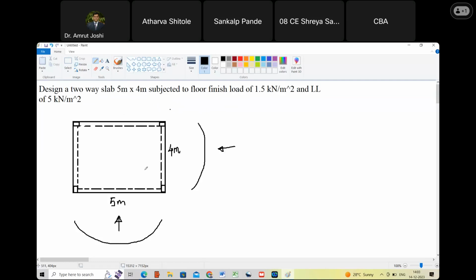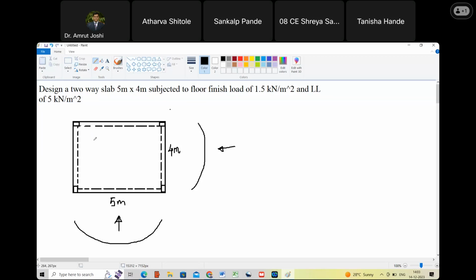Are you with me, Tanisha? Yes, sir. Now, I have just shown the pictorial representation of that two-way slab. So for a slab to be two-way, it must be surrounded by beams on all the four sides. That is the basic requirement. If the slab is not surrounded by beams on all four sides, we will not consider it as two-way slab. Are you with me? Yes, sir.